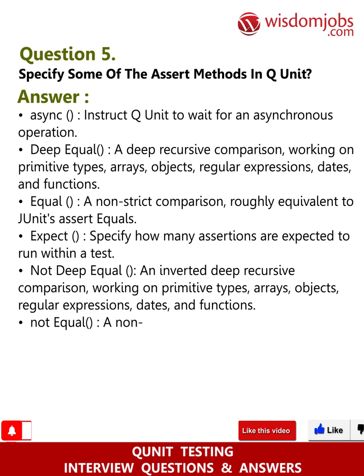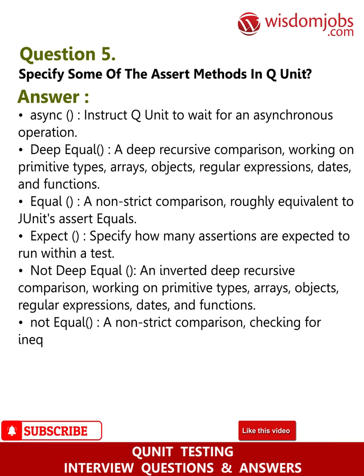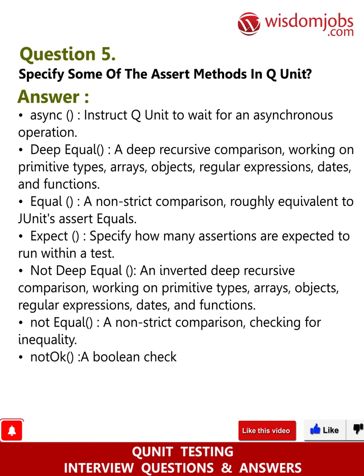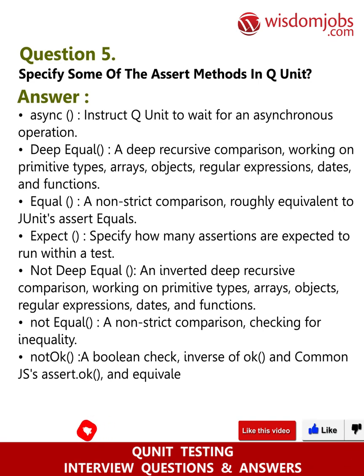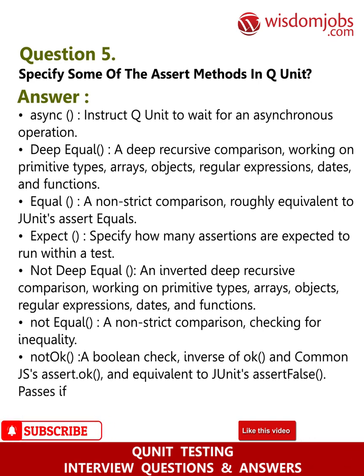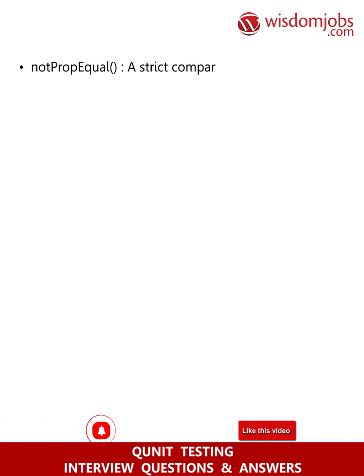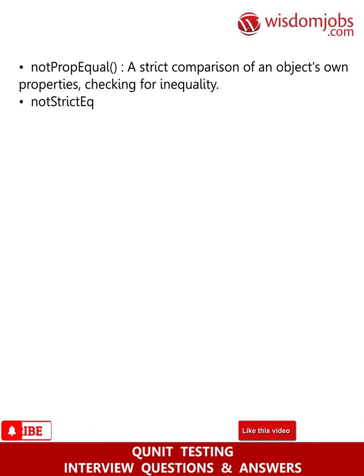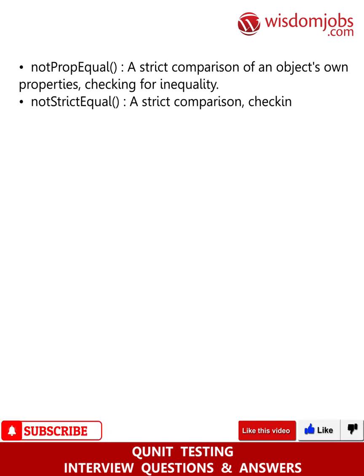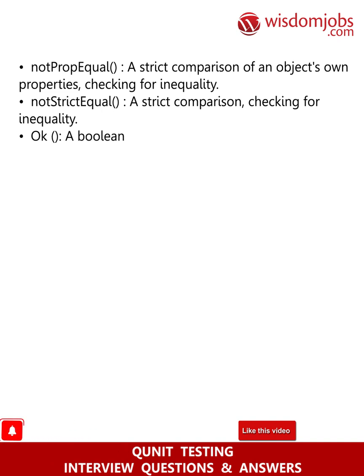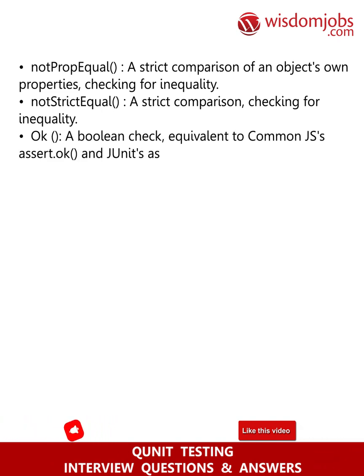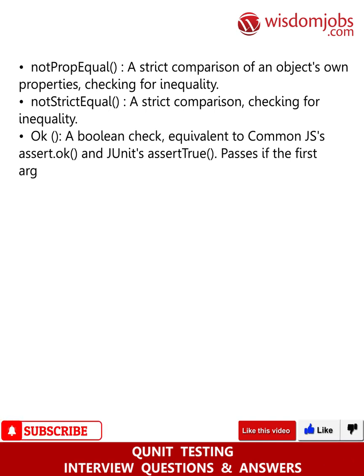Not equal. A non-strict comparison checking for inequality. Not okay. A boolean check, the inverse of okay and CommonJS's assert.ok, equivalent to JUnit's assertFalse. Passes if the first argument is false. Not prop equal. A strict comparison of an object's own properties checking for inequality. Not strict equal. A strict comparison checking for inequality. Okay. A boolean check equivalent to CommonJS's assert.ok and JUnit's assertTrue. Passes if the first argument is true.